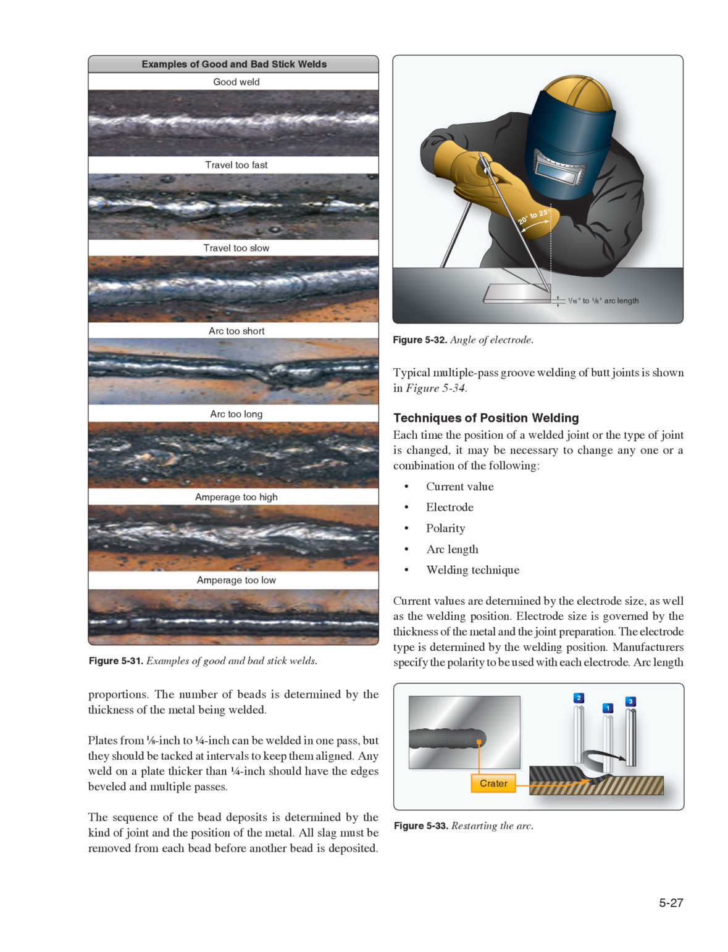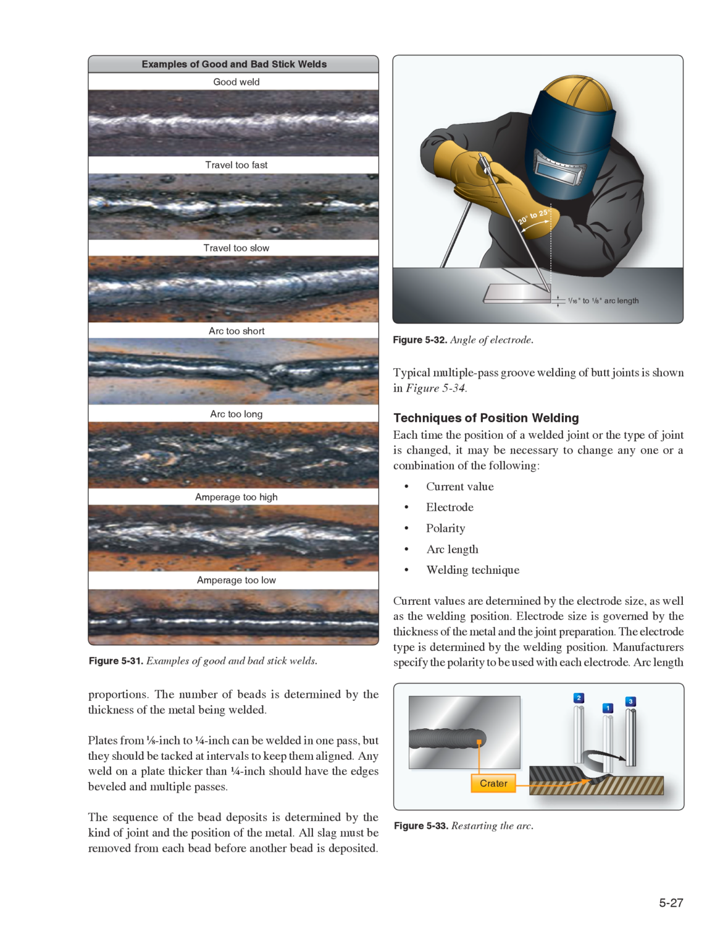Plates from 1/8 inch to 1/4 inch can be welded in one pass, but they should be tacked at intervals to keep them aligned. Any weld on a plate thicker than 1/4 inch should have the edges beveled and be welded in multiple passes. The sequence of the bead deposits is determined by the kind of joint and the position of the metal. All slag must be removed from each bead before another bead is deposited. Typical multiple pass groove welding of butt joints is shown in Figure 534.